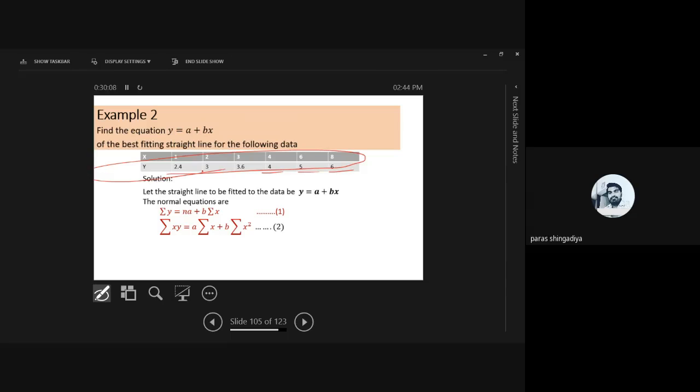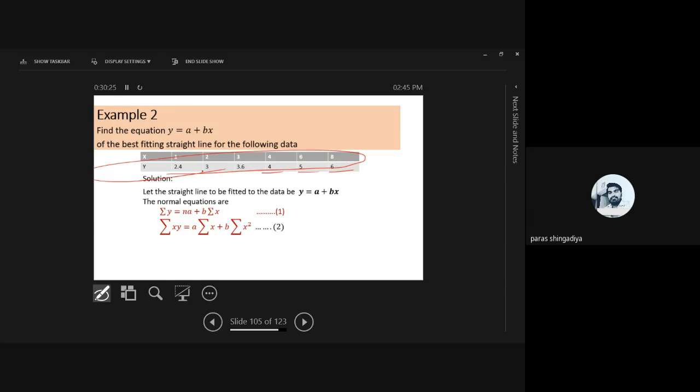That is common for each example. जब जिसमें आपको linear line predict करनी है, ये part common आएगा. ठीक है, ये पूरा a plus bx, that is our required solution, required equation. और a और b derive करने के लिए normal equations कौन से होंगे? These are the normal equations.